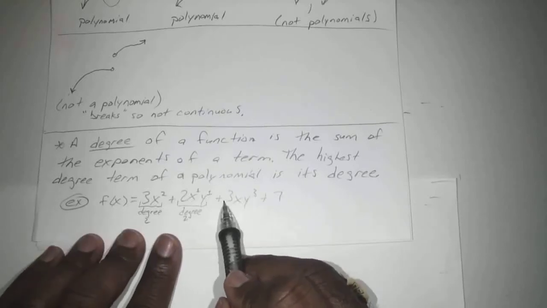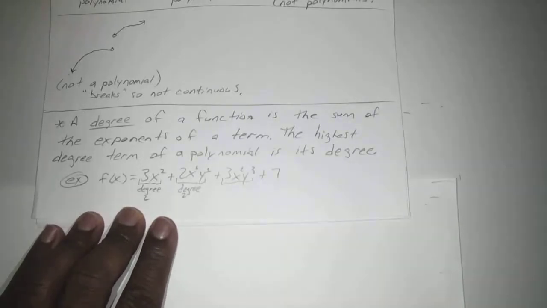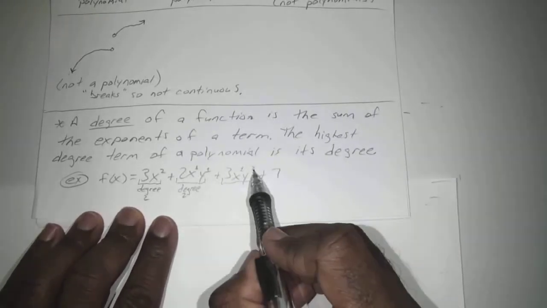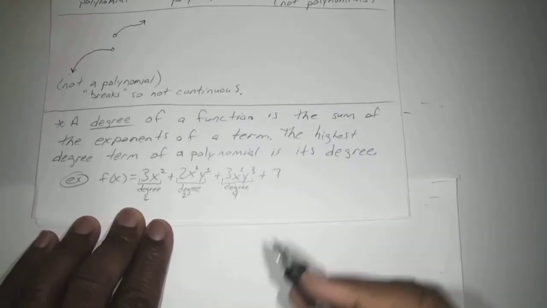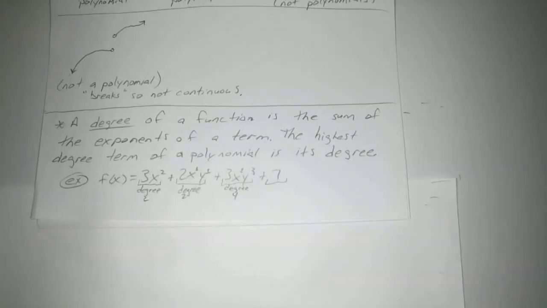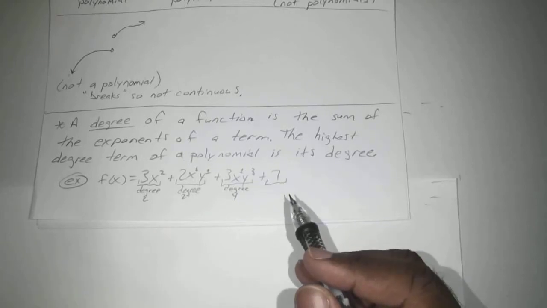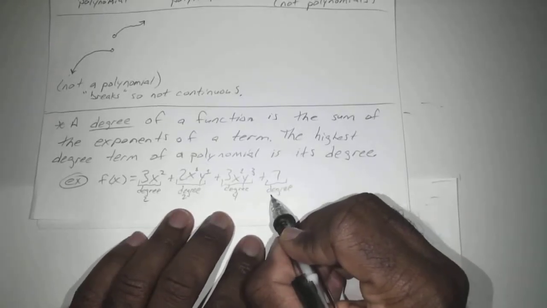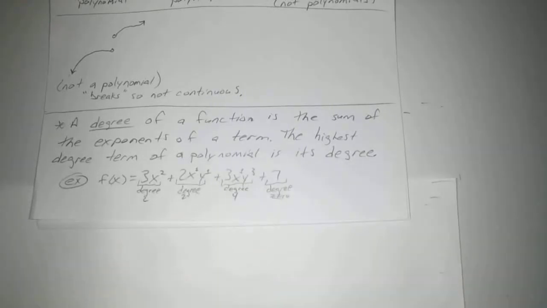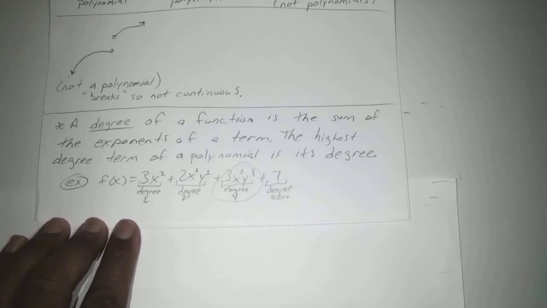Now this term, xy to the third, that's really just x to the first power. So this term is degree 4, because you have 3 plus 1. And this term here is actually degree 0 because you can make it 7 times x to the 0 power, and it would still be 7. So this is degree 0. Now to find the degree of that entire polynomial, you just pick the highest, which in this case is degree 4.